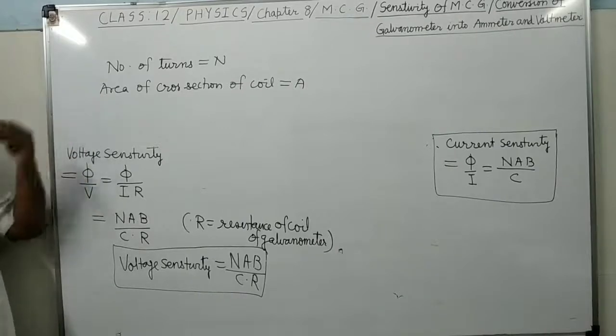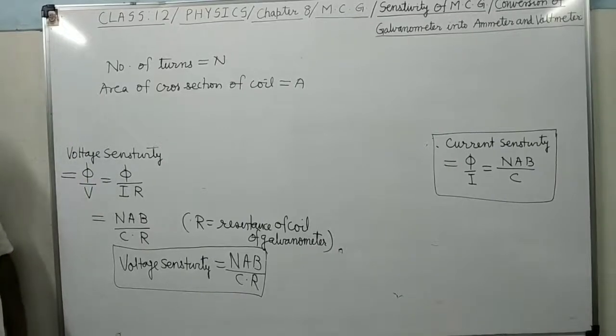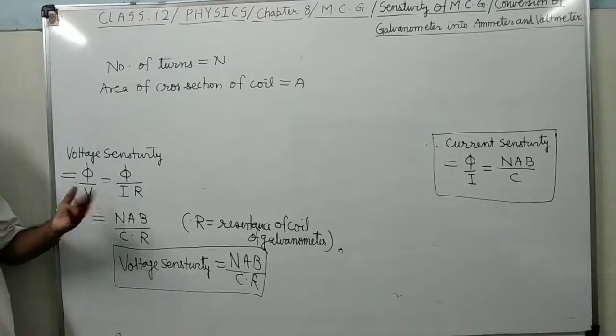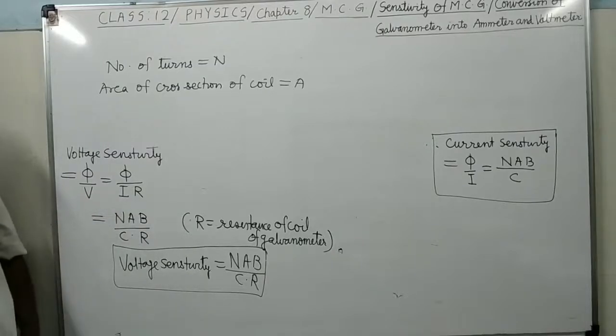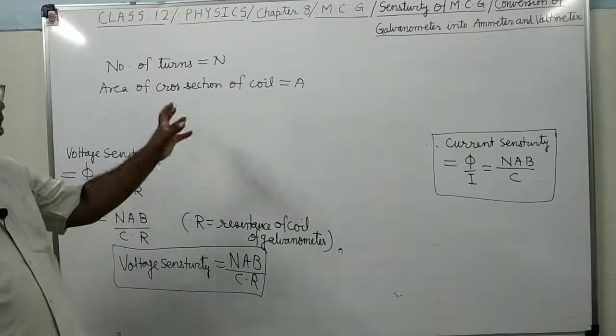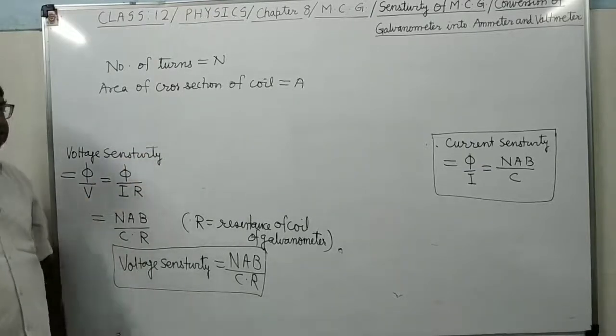Then if you increase the area of the coil, what will happen? The galvanometer will become very bulky. It will become very big in size if we use a coil of bigger area of cross section.